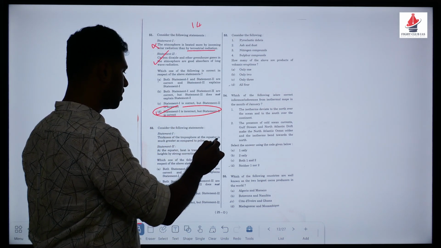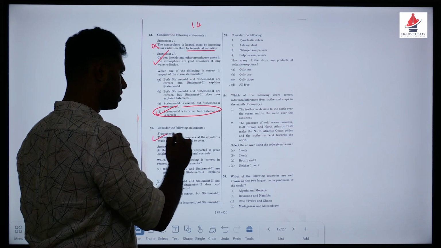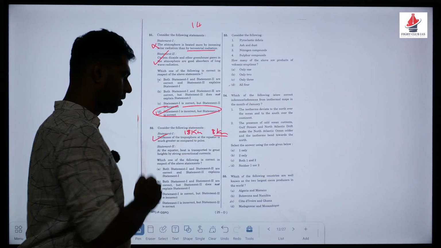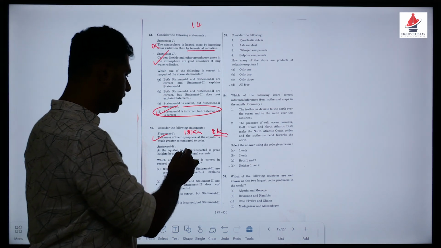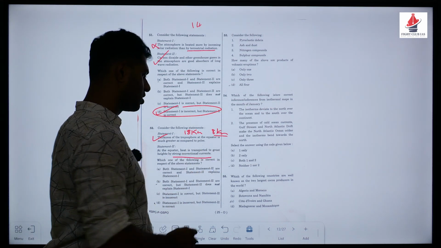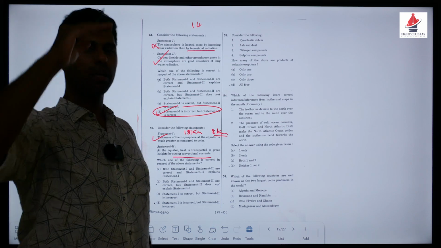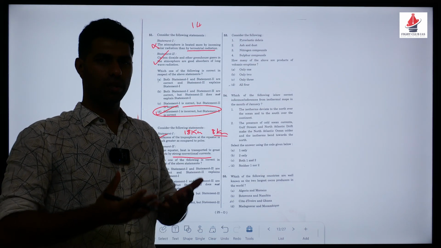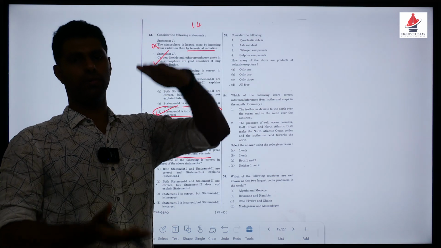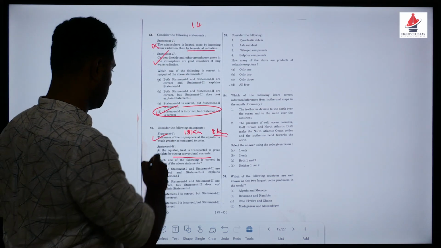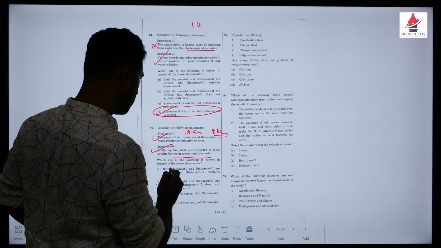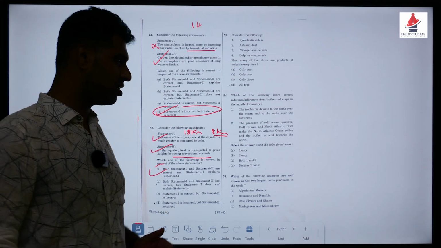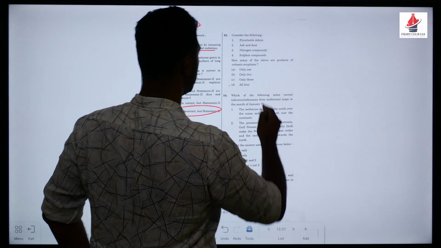Thickness of the troposphere at the equator is much greater as compared to the poles. Yes, at equator it is 18 kilometer, at poles it is 8 kilometer, right? At the equator, heat is transported to great heights by strong convectional currents. That is the reason why you have a bigger, fatter troposphere, because heat is getting transported using convectional current. The troposphere is expanding, right? This is correct. So you find that A is the answer. Both statement 1 and statement 2 are correct, and statement 2 explains statement 1. Moving to the next one.